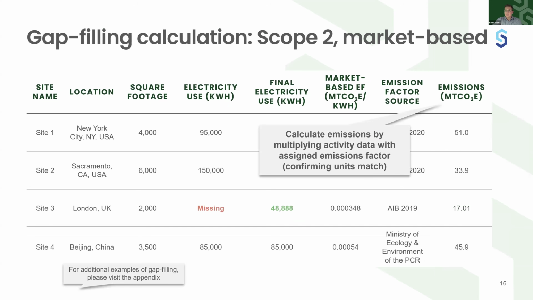So for our last step, we will complete our calculation by taking our activity data and multiplying it by our emission factor. Once we do that, we are left with our emissions in metric tons of CO2e. Next, for the last section of the lesson, you will be going over how to assess uncertainty and sensitivity.